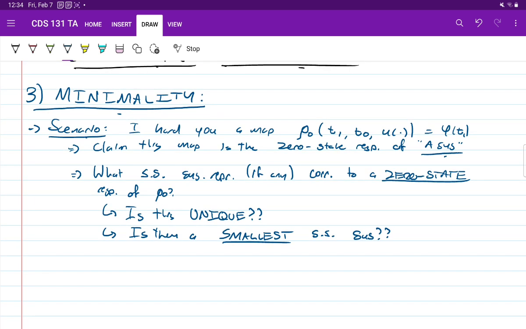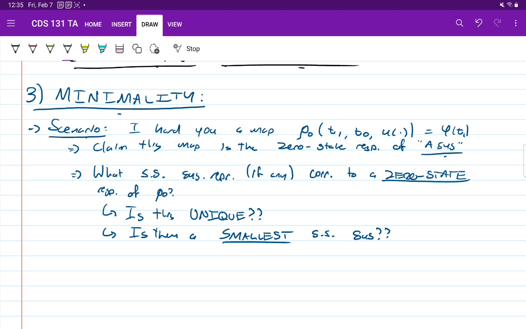So this is what the idea of minimality is. There's some kind of abstract 0 state response map that's out there. Now what you do is you construct a state space representation that corresponds to that 0 state response. That's called a realization of this response map. And then a minimal realization is going to be the realization of rho naught with the smallest possible state dimension.